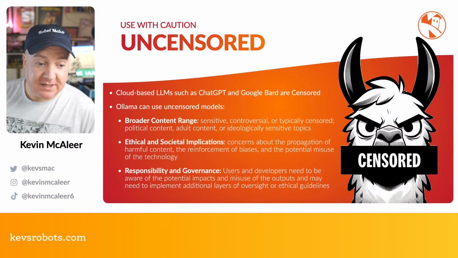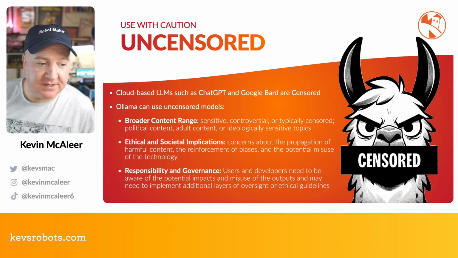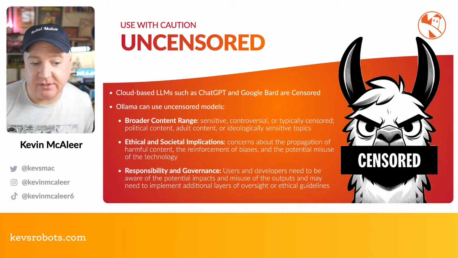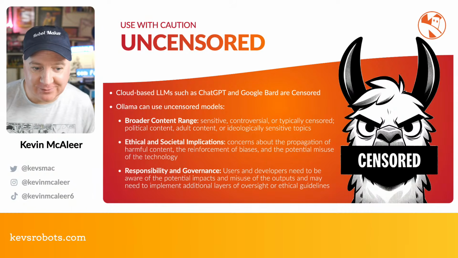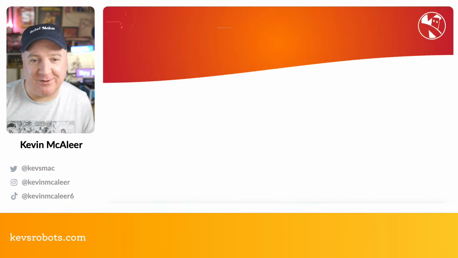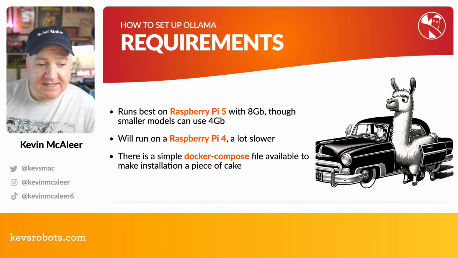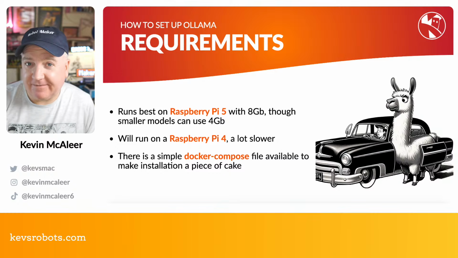Responsibility and governance. So users and developers need to be aware of the potential impacts and misuse of the outputs and need to implement additional layers for oversight and ethical guidelines. So if you're going to use this, just use it sensibly. But the fact that you can use it, I think, is something that you don't get with other large language models. So to run this, I would say best is to have a Raspberry Pi 5 with 8 gig.